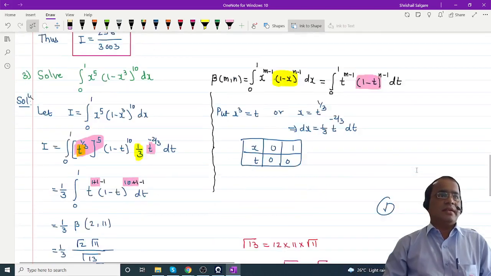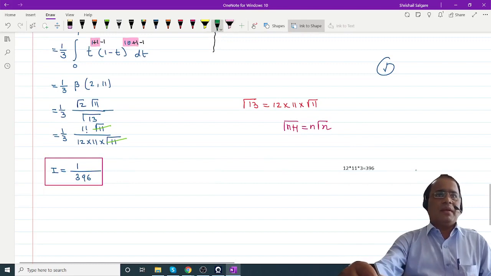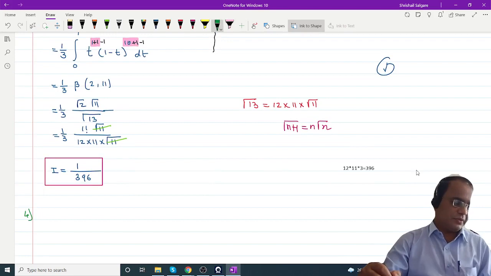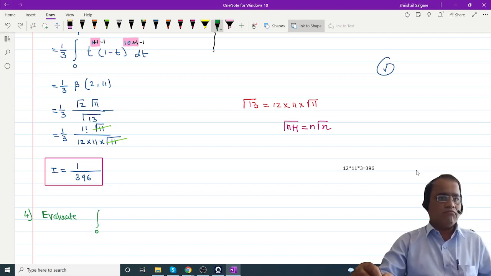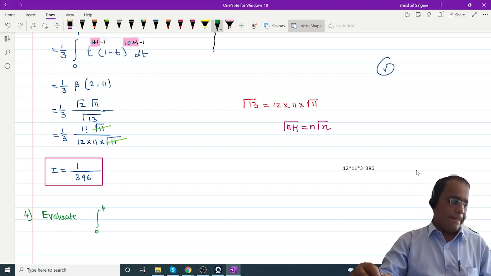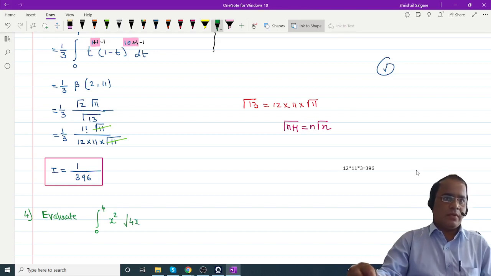So this is the third example. Now the fourth one. Our target should be the kernel for the beta and gamma, and accordingly you have to use the substitution. Suppose the next one is: evaluate the integral from 0 to 4 of x square into square root of 4x minus x square dx.